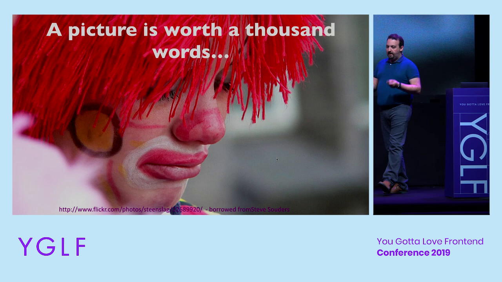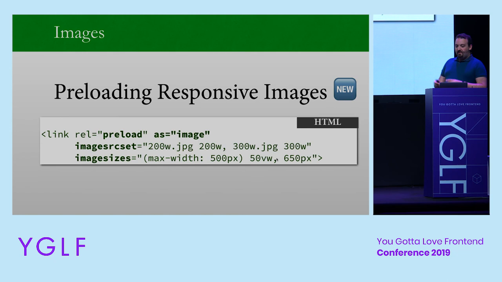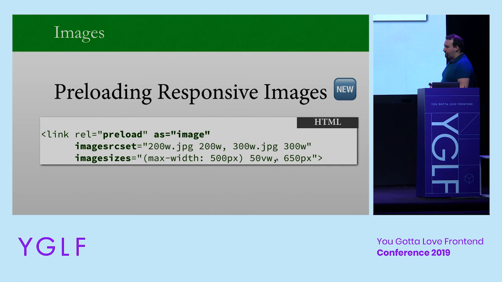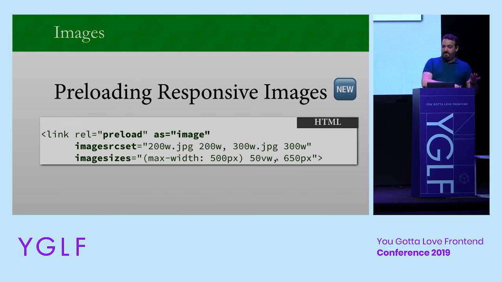And then we have images. We know how important images are. A picture is worth a thousand words, but the problem is it needs to load. Now we have a lot of things that we can do. For example, we can preload responsive images. If you have been using the picture element for responsive images, now you can use srcset and sizes on the preload, so you can actually move all that responsive logic to the preload. This is pretty cool.